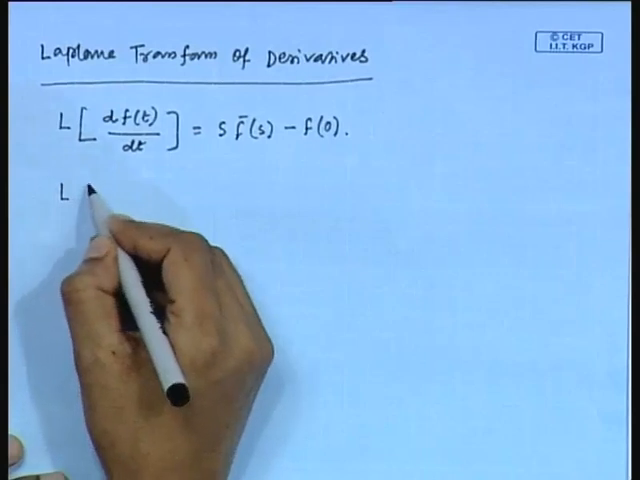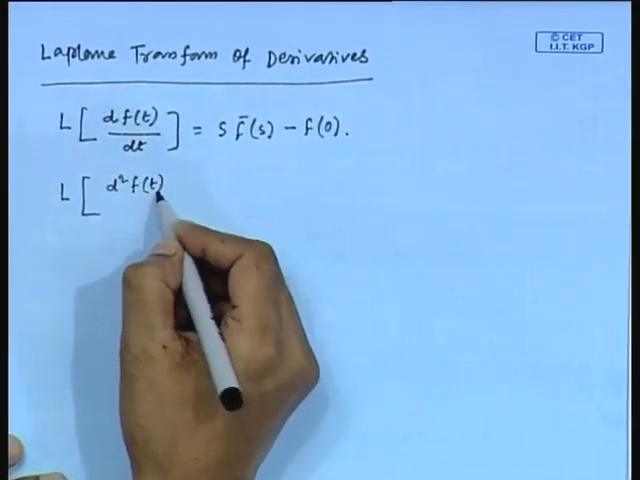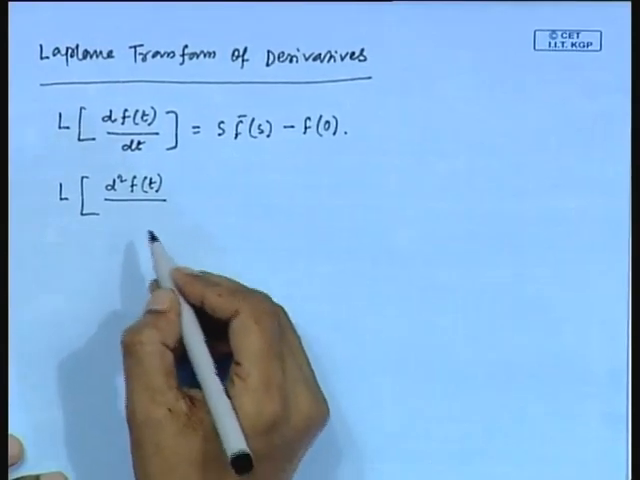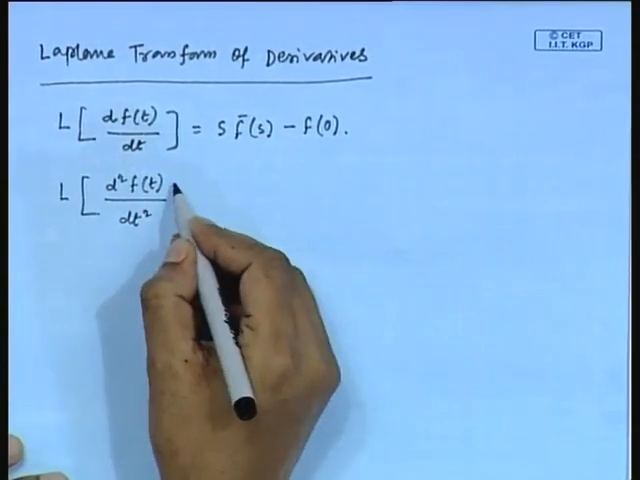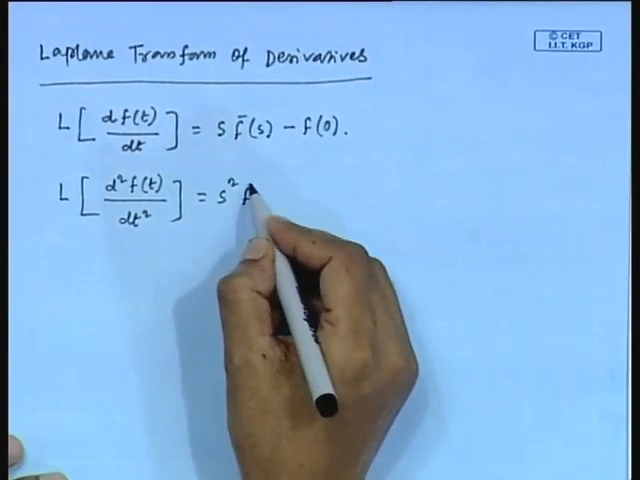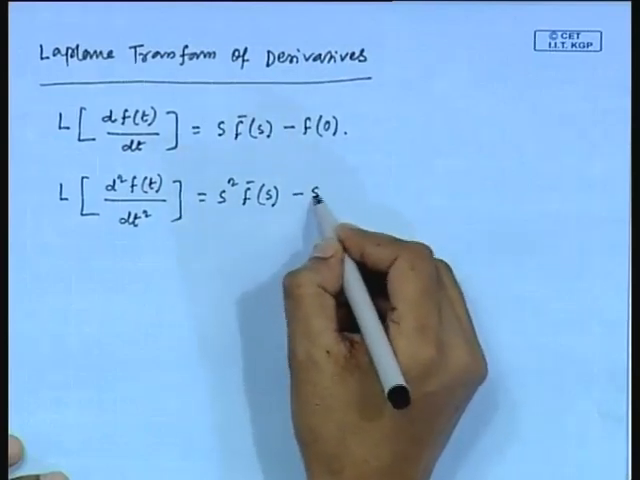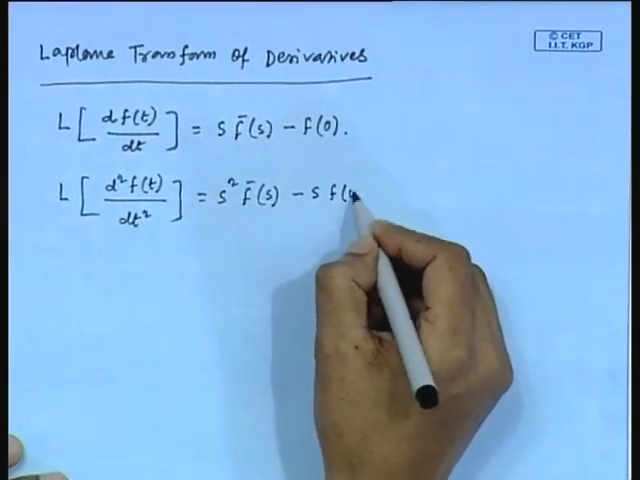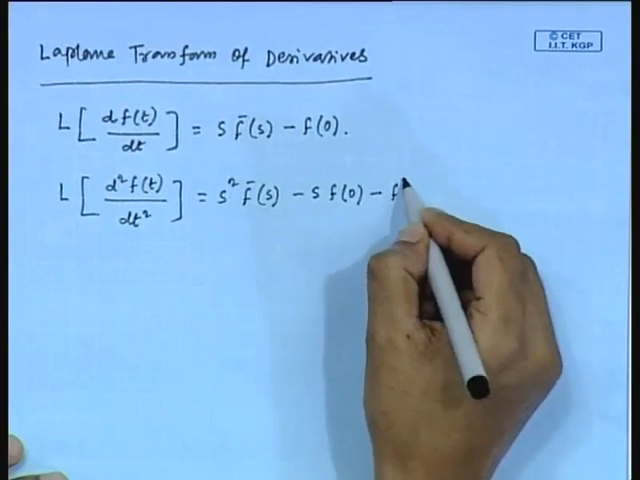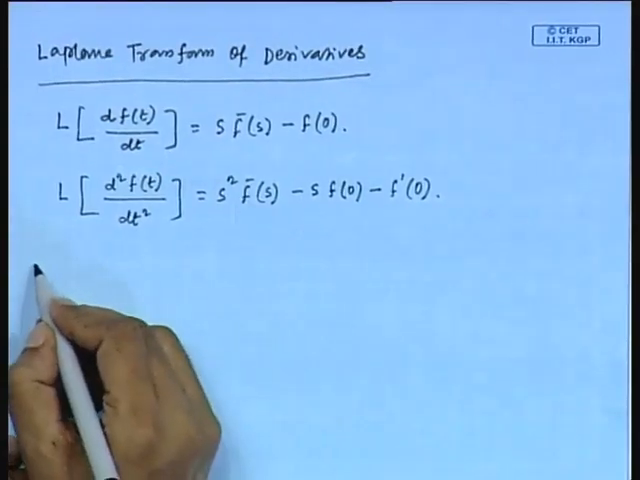Similarly, if we consider the second order equation d2f(t)/dt squared, we get s squared f bar(s) minus s f naught minus the first derivative of f naught. This is for the second order equation.